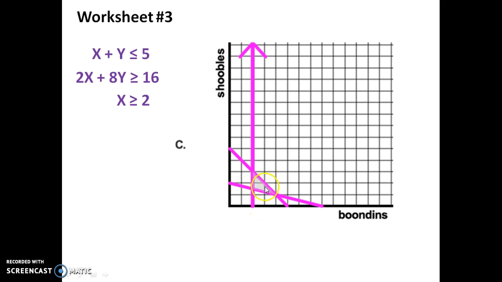Our shaded region here, and this one again is a little bit difficult to see, but it's in that triangle that's formed by the 3 lines in the middle. So are we to the right of x is greater than or equal to 2? Yes, we are. We need to be below the green line here. Are we doing that? Yes, we are. Then we need to be above the 2x plus 8y is greater than or equal to 16. And here we are above. So this is our appropriate graph for this question. And we'll look at one more.